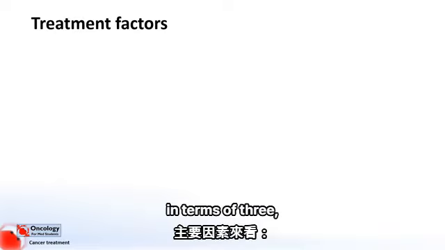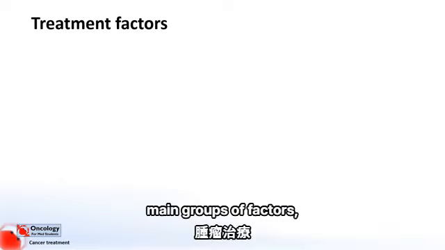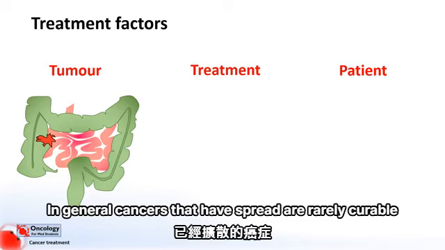So next I want to talk about how treatments are selected. We can think of this in terms of three main groups of factors: tumour, treatment, and patient factors. The first is tumour, as in what is the type of tumour and how far is it spread? This will often dictate whether we can have a chance of curing the cancer or whether we need to take a palliative approach. In general, cancers that have spread are rarely curable.